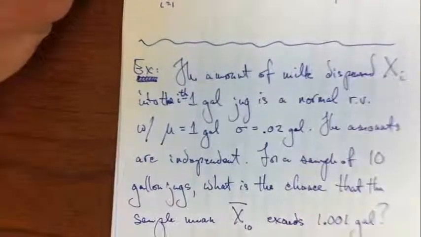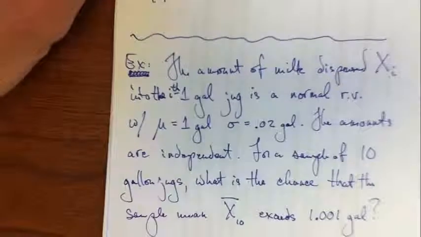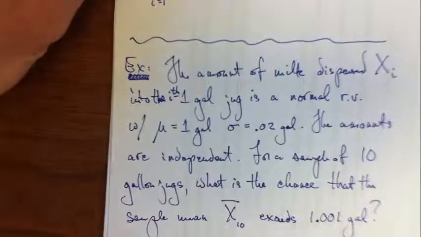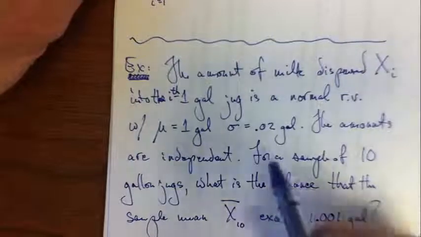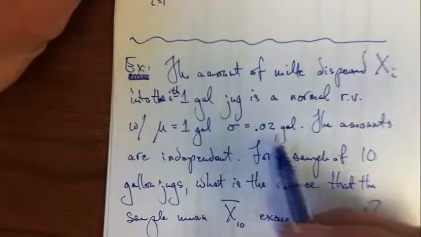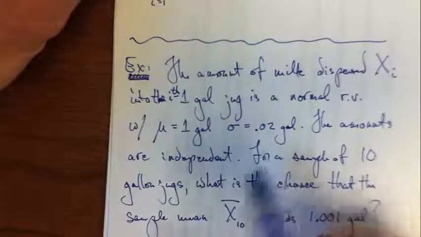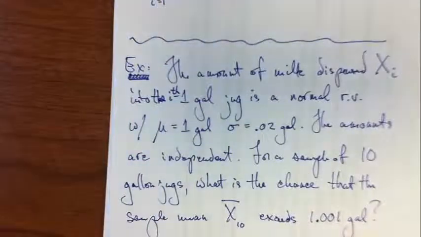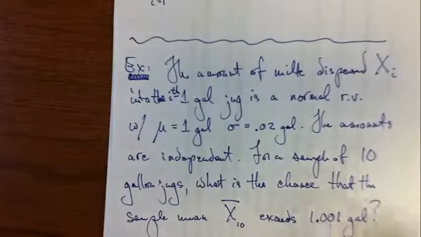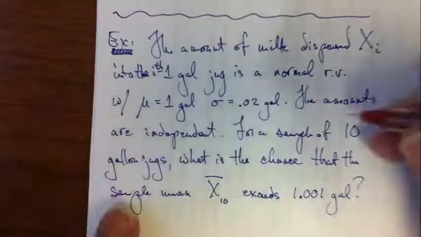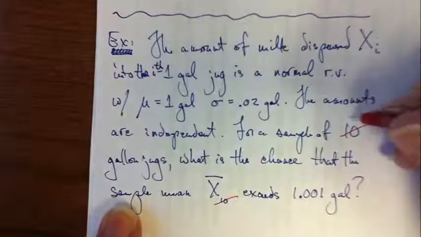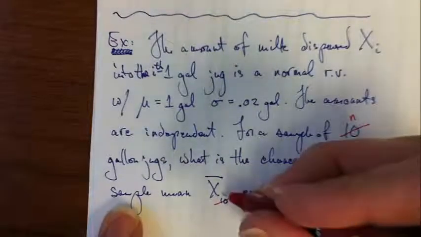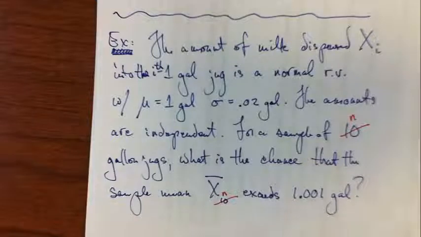The amount of milk dispensed into the ith 1 gallon jug is a normal random variable with mean 1 gallon and standard deviation 2/100ths of a gallon. The amounts are independent, and for a sample of, say, 10 1-gallon jugs, what's the chance that the sample mean exceeds 1.001 gallon? Okay, we could maybe make this a little more general. Let's just take a sample of n jugs. What's the chance that the sample mean X bar sub n exceeds this amount?